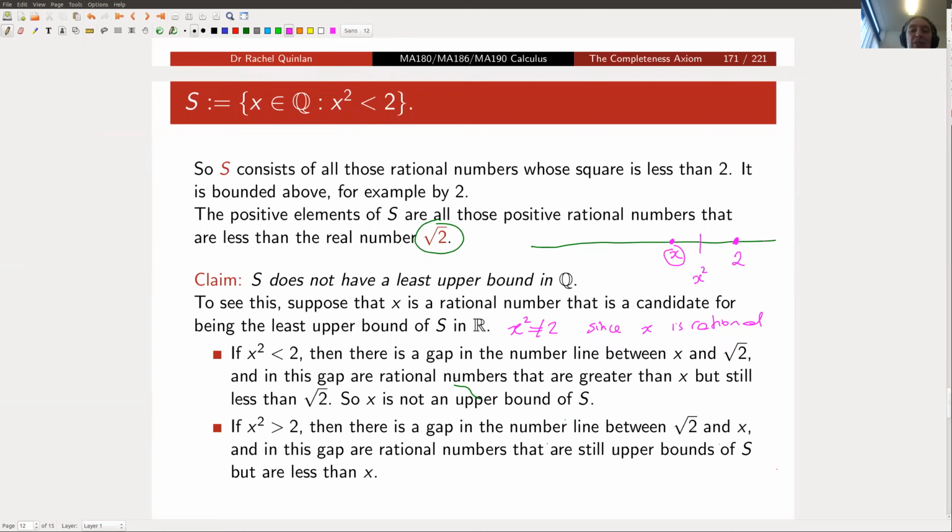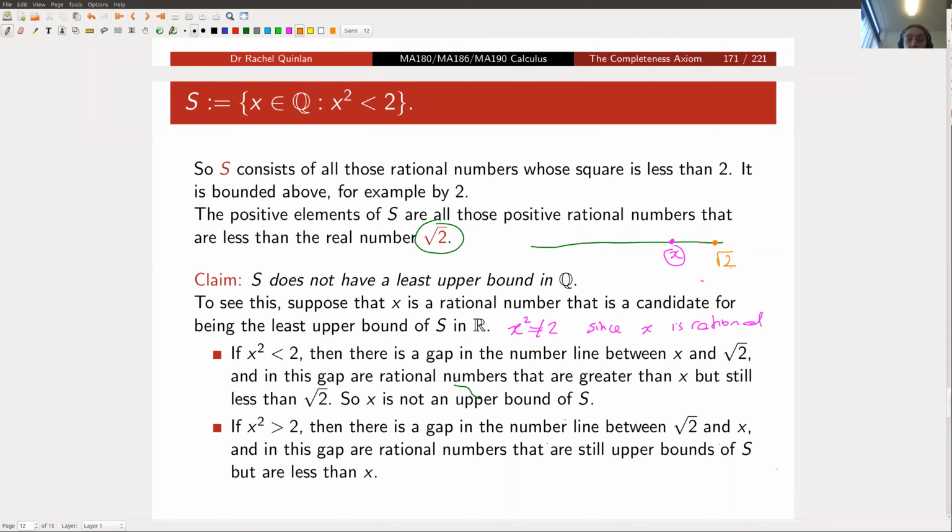So pardon me. If x squared is less than 2, there's a gap in the number line between x and the square root of 2, which I'll put in a different color because it's not rational. Okay, try that again. So x is here. If x squared is less than 2, then x is less than the square root of 2. That means there's a gap in the number line between x and the square root of 2.